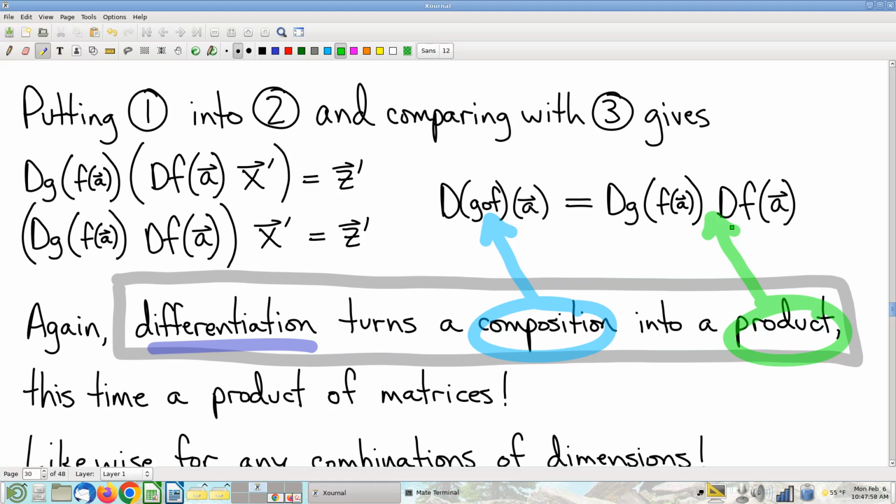How are we doing? Is everybody with me? Does everybody see how it's the same exact thing that we did in the single variable case? Just more complicated with vectors and matrices, but it's the same structure of argument.